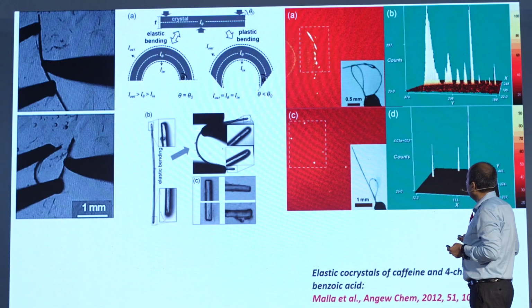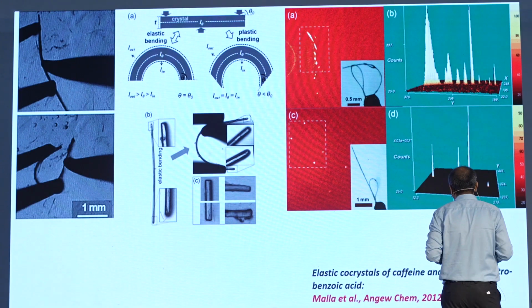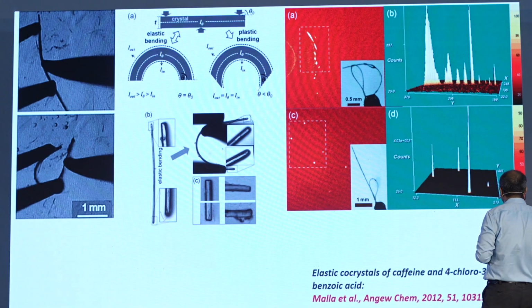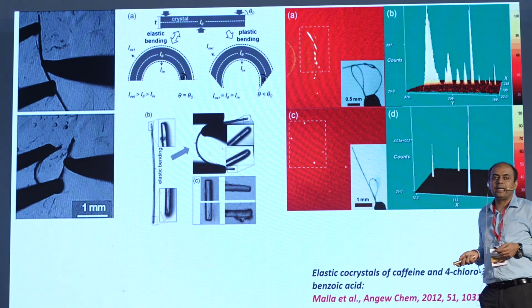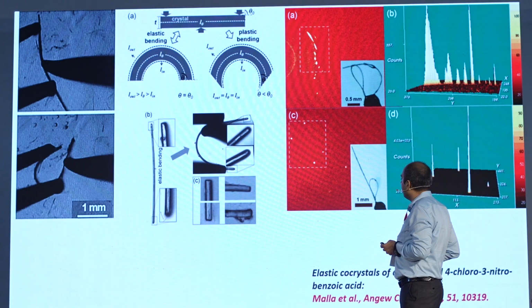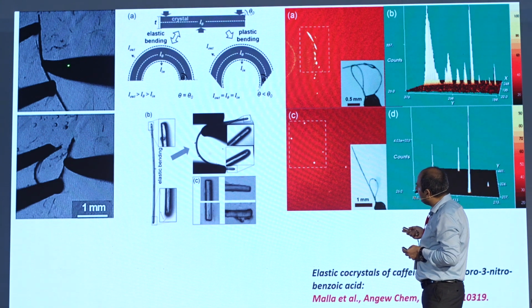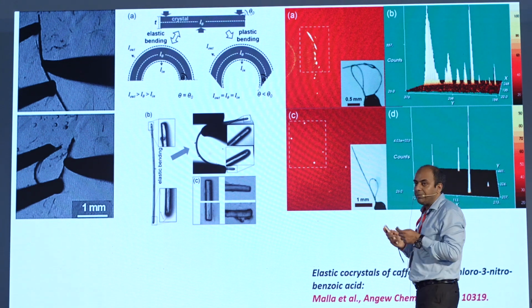So now you can see this is the very first, very interesting case, where elastic co-crystals of caffeine and chloronitrobenzoic acid were grown in the laboratory. This work was done by Professor Malla way back in 2012. And you can see these are long needle-like crystals, and you apply stress on the major face.